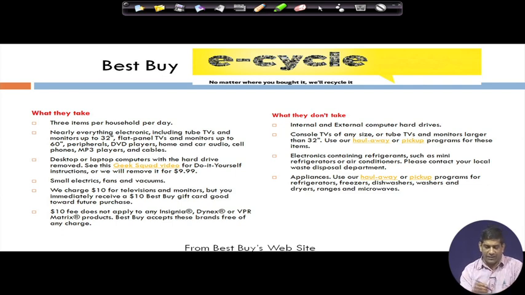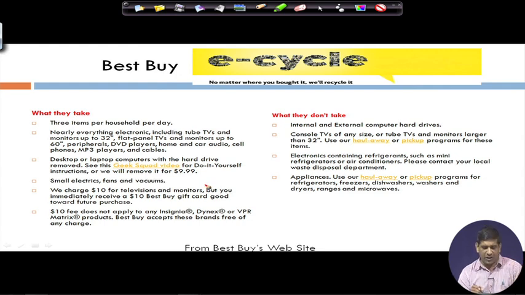3 items per household. They are ready to take nearly everything, up to TVs and other stuff, monitors. They take DVD players, home and car audio, desktop and laptop computers. If you want the hard drive removed, you can get it removed, because many people want the hard drive to be cleaned off. So they will take the hard drive off and clean it off for you, and then they dispose of it, because you don't want any of your information. You may have your tax information, you may have personal photographs of your family, of your kids, which you don't want people to have access to.